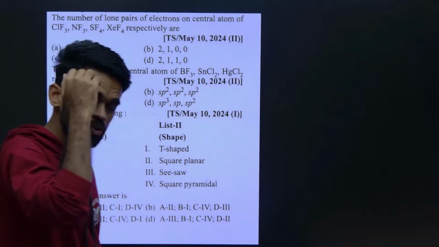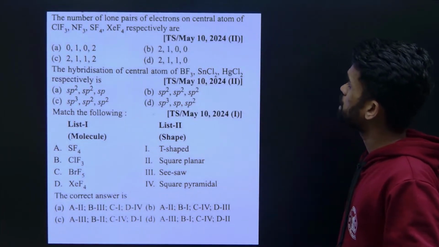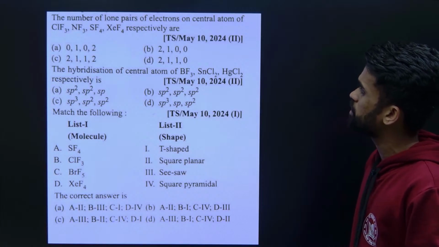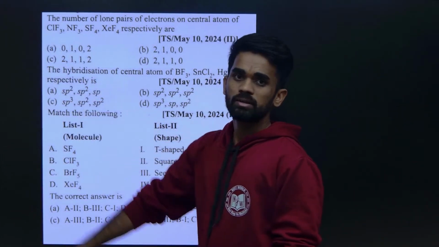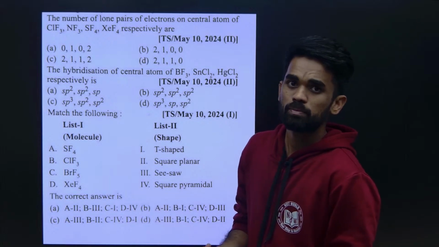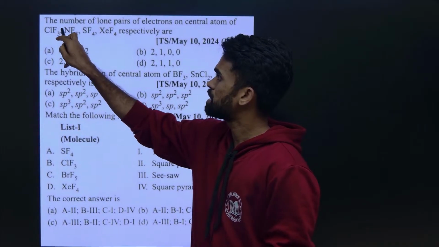See, very simple question, right? Look at the first one. The number of lone pair electrons on the central atom of ClF3, NF3, XeF4, SF4, XeF4. ClF3 means 7 plus 3 by 2, 10 by 2, 5. 5 means trigonal bipyramidal geometry, sp3d hybridization. 5 means out of the 3 bond pairs, remaining 2 are lone pairs.